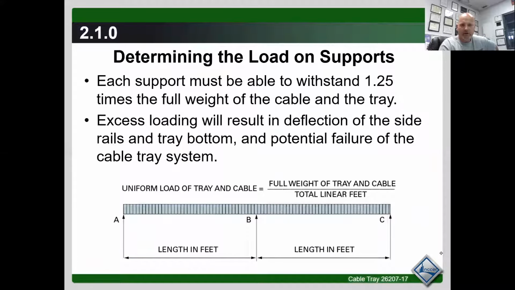Determine the load on supports. Each support must be able to withstand 1 1/4 times the full weight of the cable tray. Excess loading will result in deflection of the side rails and the bottom tray, and potential failure of the cable tray system. The math here is: uniform load of tray and cable equals the full weight of tray and cable over total lineal feet.